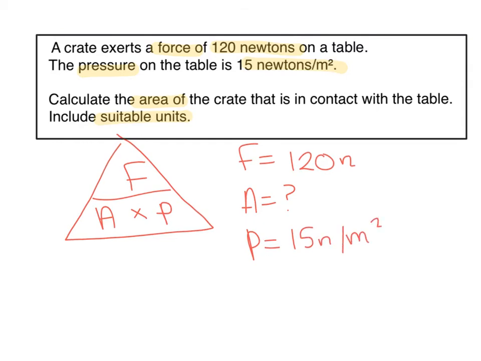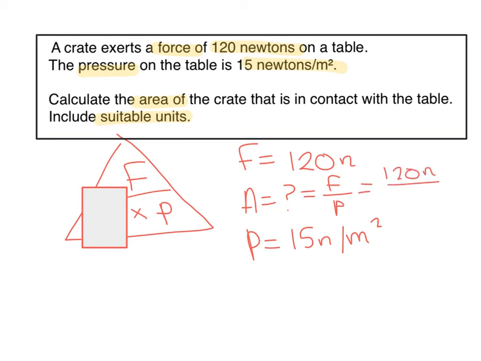I want to know the area, so I'm going to cover up the area. And it's telling me to find the area, I need to do F divided by P. So that's 120 newtons divided by 15 newtons per metre squared. So I use my calculator, 120 divided by 15 is 8. And the area that we were using was the metres squared part, so it's 8 metres squared.